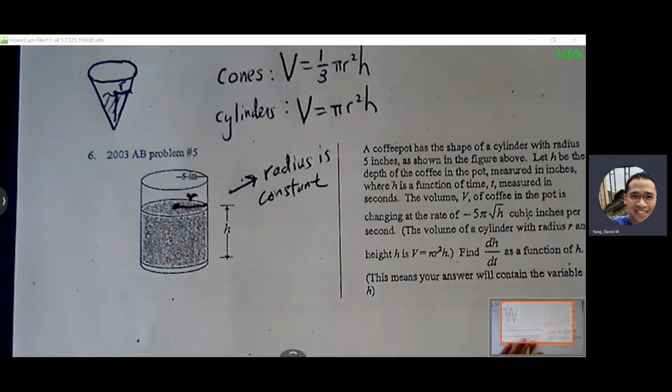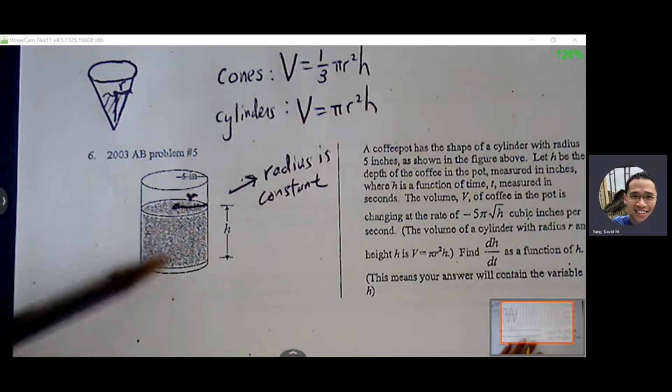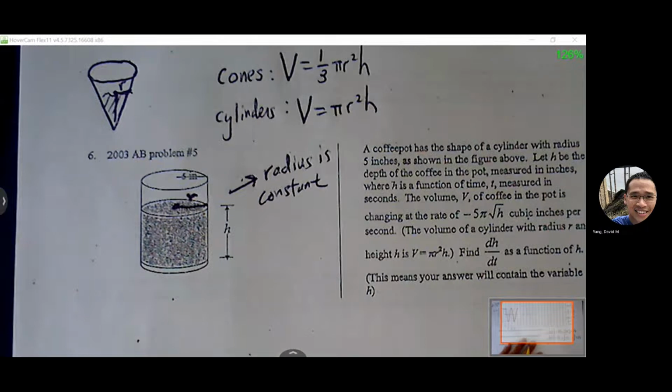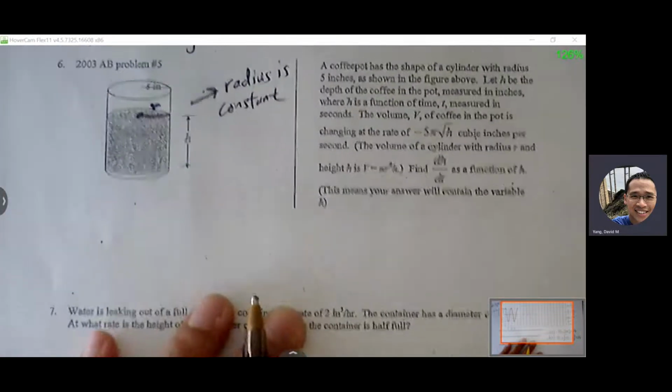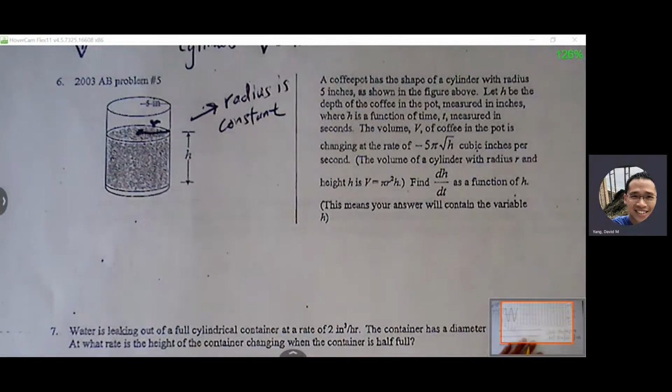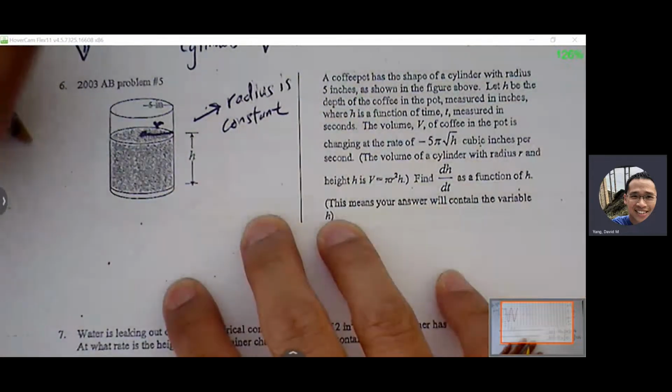Okay, as soon as you find the radius, that radius can be replaced. That radius is never going to change. It'll stay that value the whole way through. All right, so now let's look at number 5 and see if we can work through this. A coffee pot has the shape of a cylinder with a radius of 5 inches. So go ahead and mark that down. R equals 5.